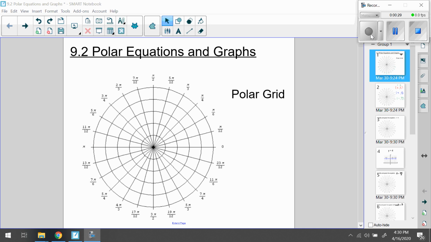Now, the first thing you might be noticing is this graph paper doesn't look the same as usual. And that is true because this is a polar grid, and this is probably the first time you will have experienced graphing on a polar grid.